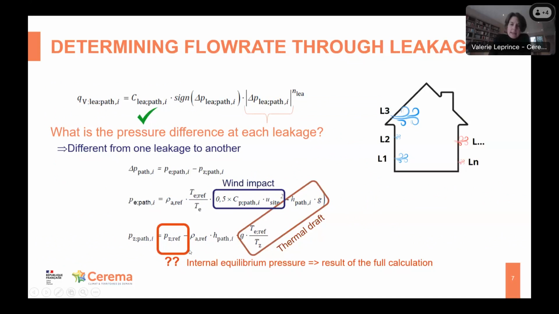And this is the unknown in the first equation of the mass balance that I was talking about at the beginning. So this is the one thing you don't know and that you need to solve to get the actual flow rate through leakage.